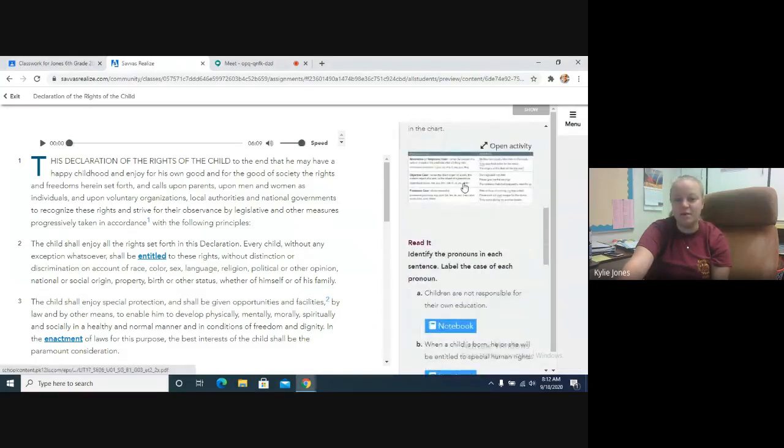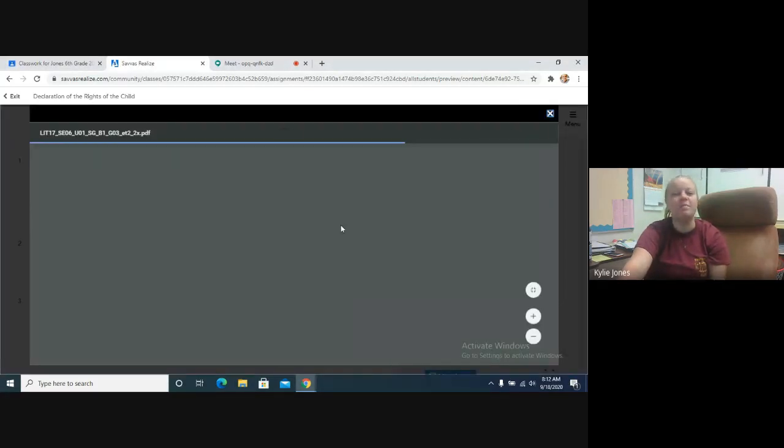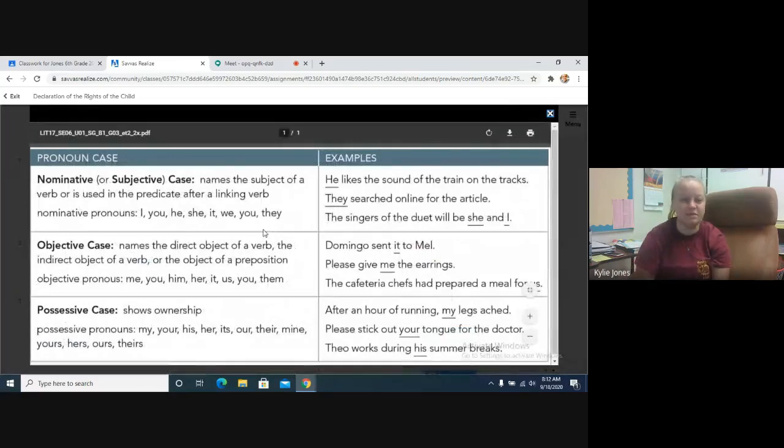Okay, here's this activity right here. You don't have to fill anything out, but it shows some examples of the different types of pronouns. So nominative or subjective pronouns, they take the place of the subject. So instead of saying Jacob, you would say he. So our example over here says he likes the sound of the train on the tracks. This could be Jacob likes the sound of the train on the tracks.